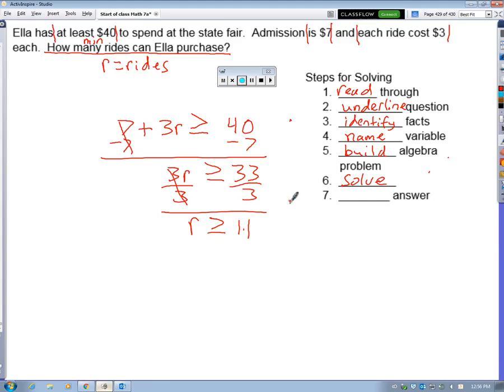Now let's check to make sure this works. We could go with more than 11 rides, but let's just stick with 11 and make sure that this works. If we put 11 in here for the rides, 3 times 11 would be 33. Add 7 to that. That would give us 40, and it matches what we came up with here. 40 is equal to 40. Okay, so perfect. That one worked out.